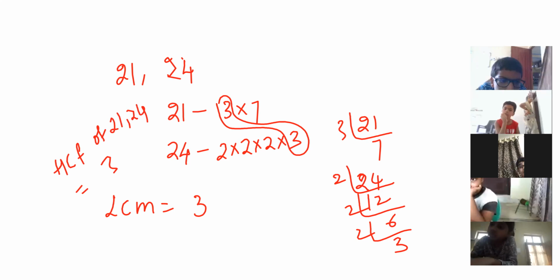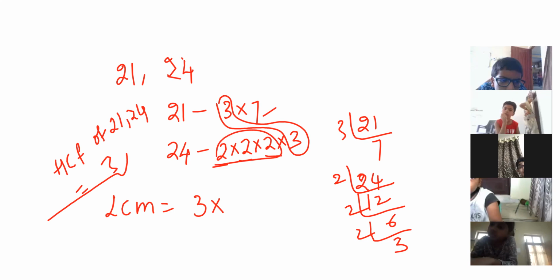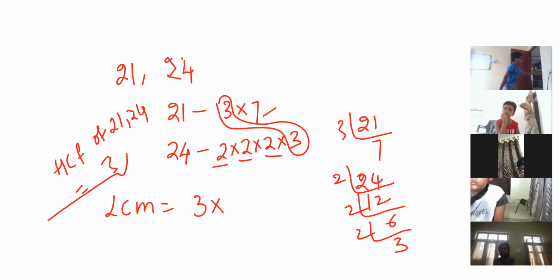But for LCM, along with that 3, you have to multiply the remaining numbers also. Remaining numbers are what? These are not common factors. Why? Because the factors you can see are for the same number. So don't take them as common factors. Those numbers you have to take separately only.